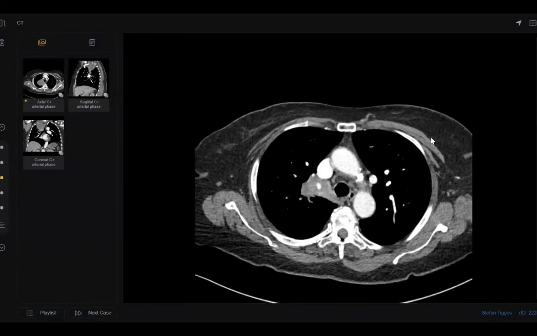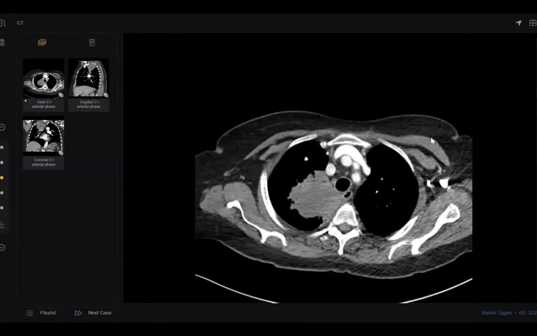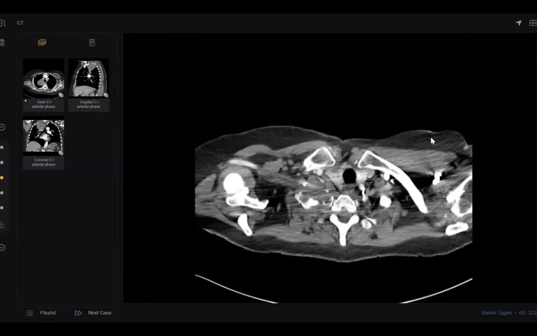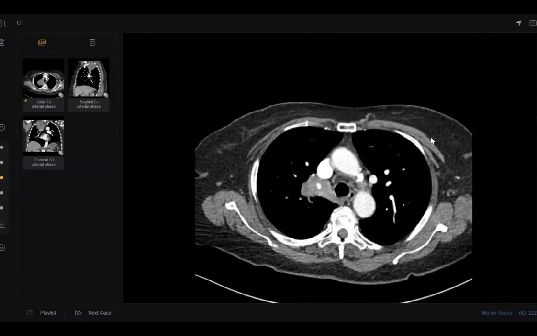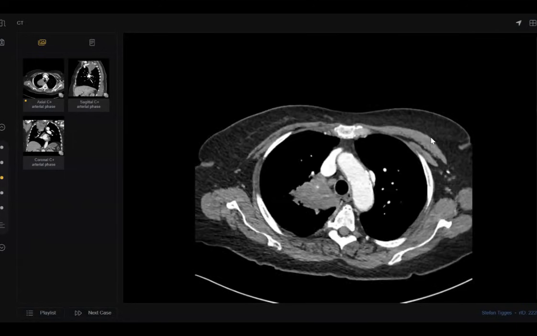Sir, this is a circumferential mass encasing the vessel. The mass is rising from the hilum and extending upwards, with irregular margins, sir. So it could be a small cell carcinoma, sir. See, in chest, what are the signs of infiltration, vascular infiltration?